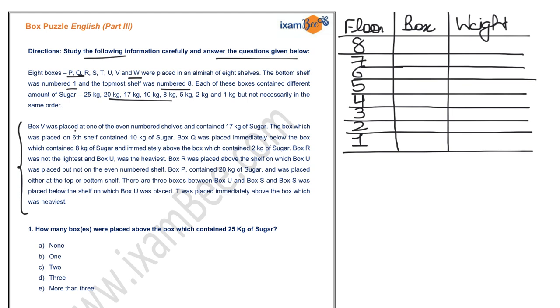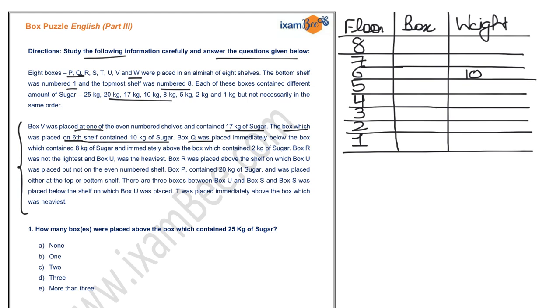Now your box V was placed on one of the even number shelves and contains 17 kg of sugar. So you can make a mental note that your box V is placed at an even number shelf, either 2, 4, 6 or 8, and it contains 17 kg of sugar. You can write it somewhere, because on the basis of this information I cannot fix the place of V. Now the box which was placed on the 6th shelf contains 10 kg of sugar. So this is the concrete information. I'm writing 10 over here, that is at the 6th shelf.